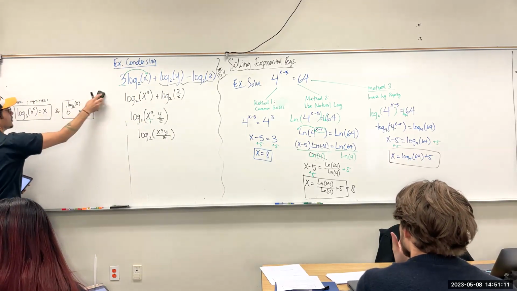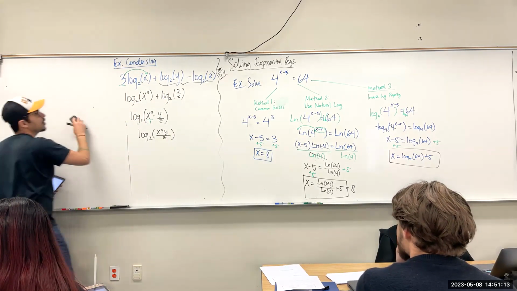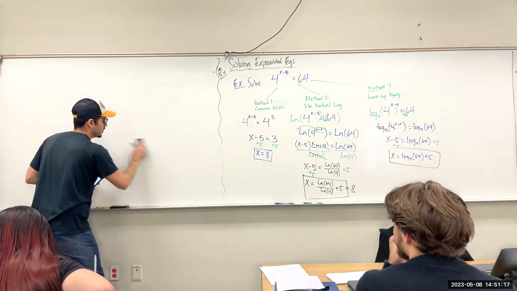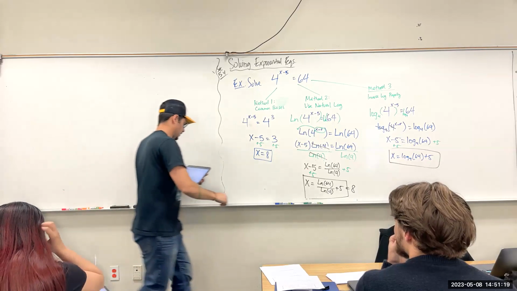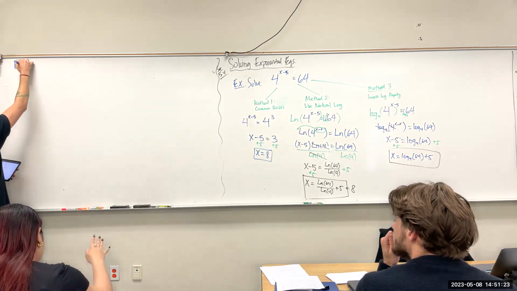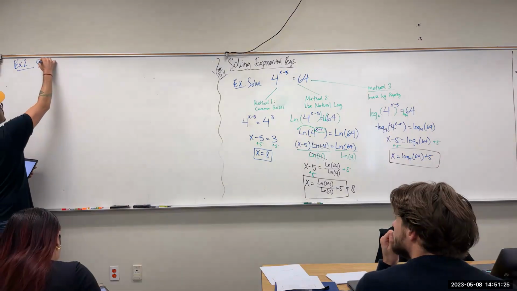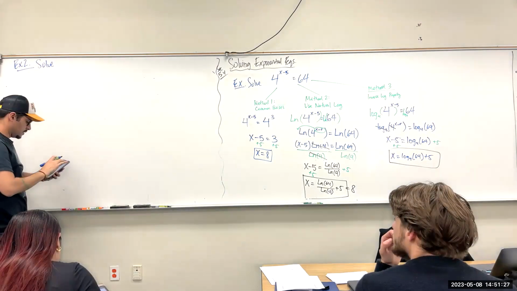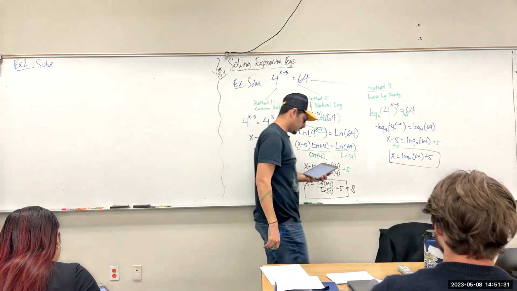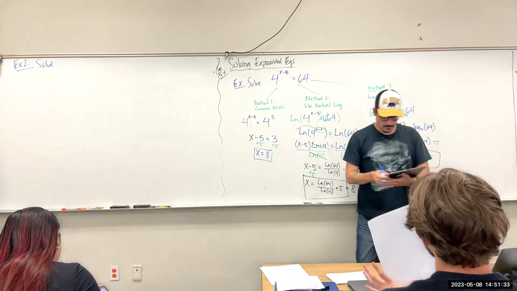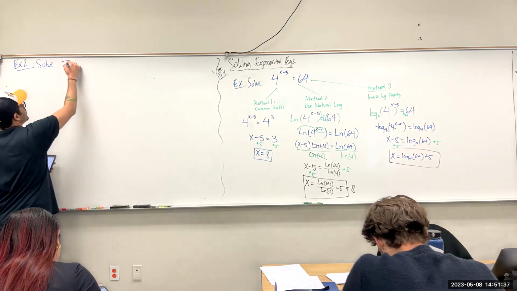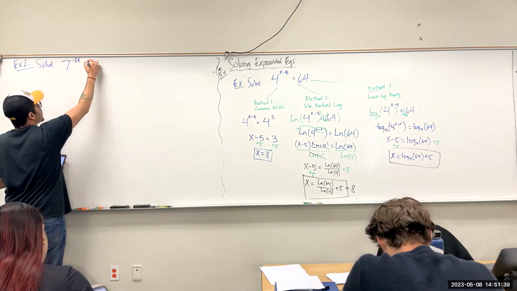Let's do one where maybe some of those methods might not work. And then I'll have you guys help guide me here. Well, let's solve. So 7 to the negative 2x equals 8.